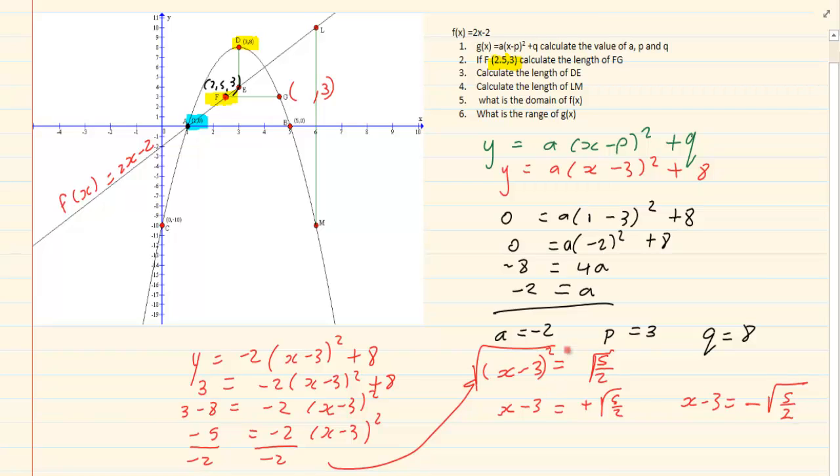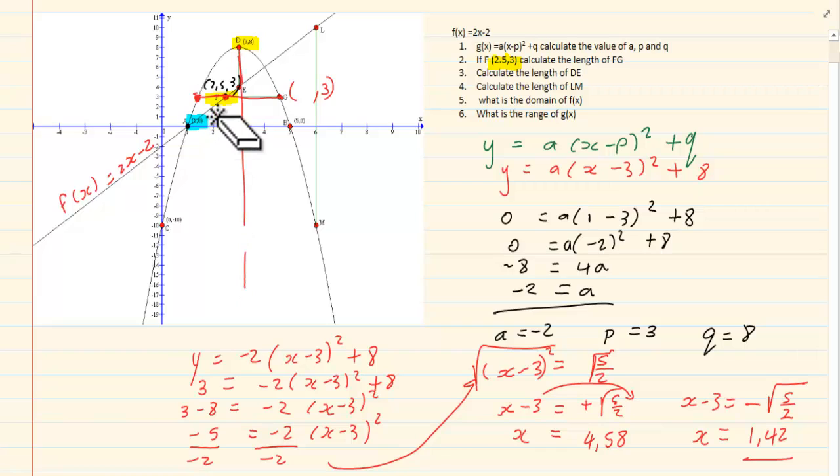Taking your 3 over, it becomes plus. So we're going to have x is equal to the root of 5 over 2 plus 3, which is equal to 4,58. And if we're solving for x here, we're going to have minus root of 5 over 2 plus 3, which is equal to 1,42. Now we have two values, which is absolutely correct because the parabola has two ends. Remember, along the line of the axis of symmetry, they would have 2 points.